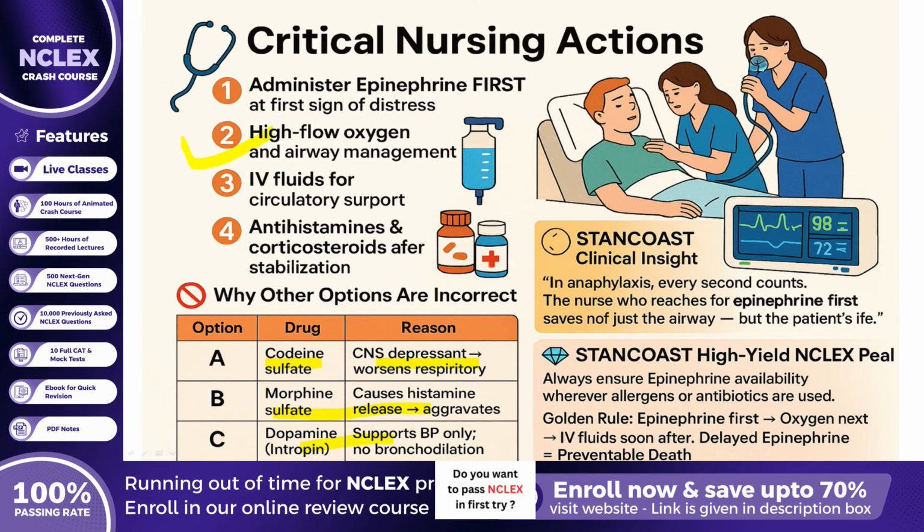Option C, dopamine, Intropin, though sometimes used for persistent hypotension after stabilization, does not relieve bronchospasm and therefore cannot reverse the airway constriction seen in anaphylaxis. It is not a first-line medication for this condition.